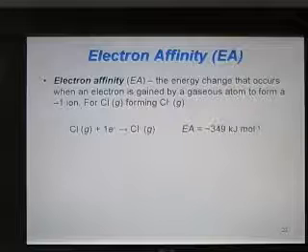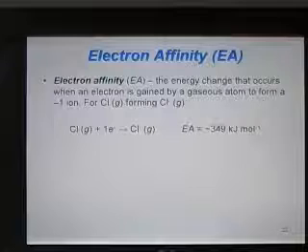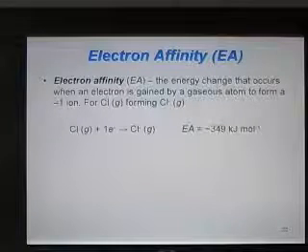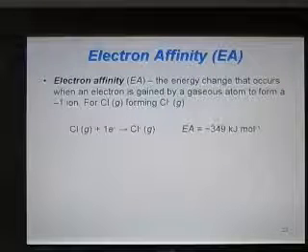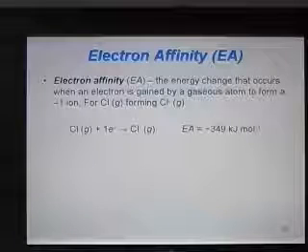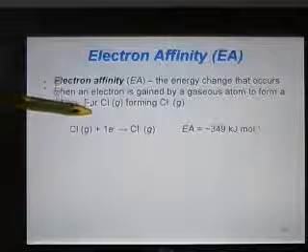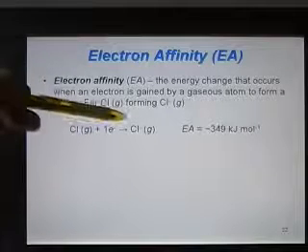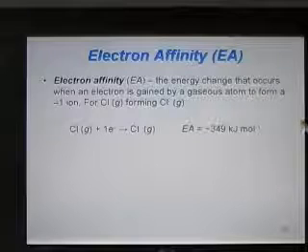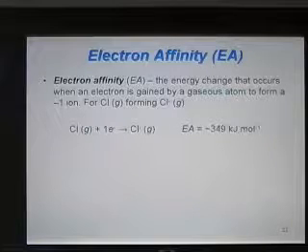The next idea is known as electron affinity. Electron affinity is the energy change that occurs when an electron is gained by a gaseous atom to form a -1 ion. For Cl gas to form Cl- gas, the following equation represents that. Cl gas adds 1 electron to form Cl- gas. The electron affinity for this is a negative value, negative 349 kilojoules per mole.